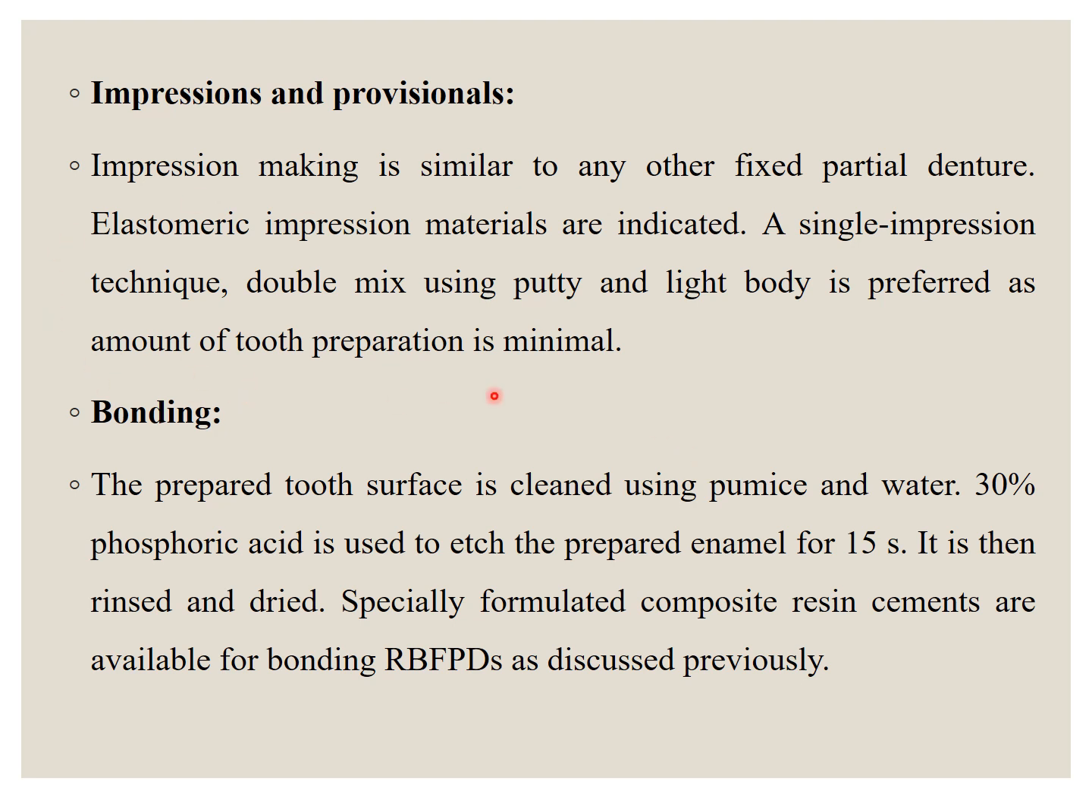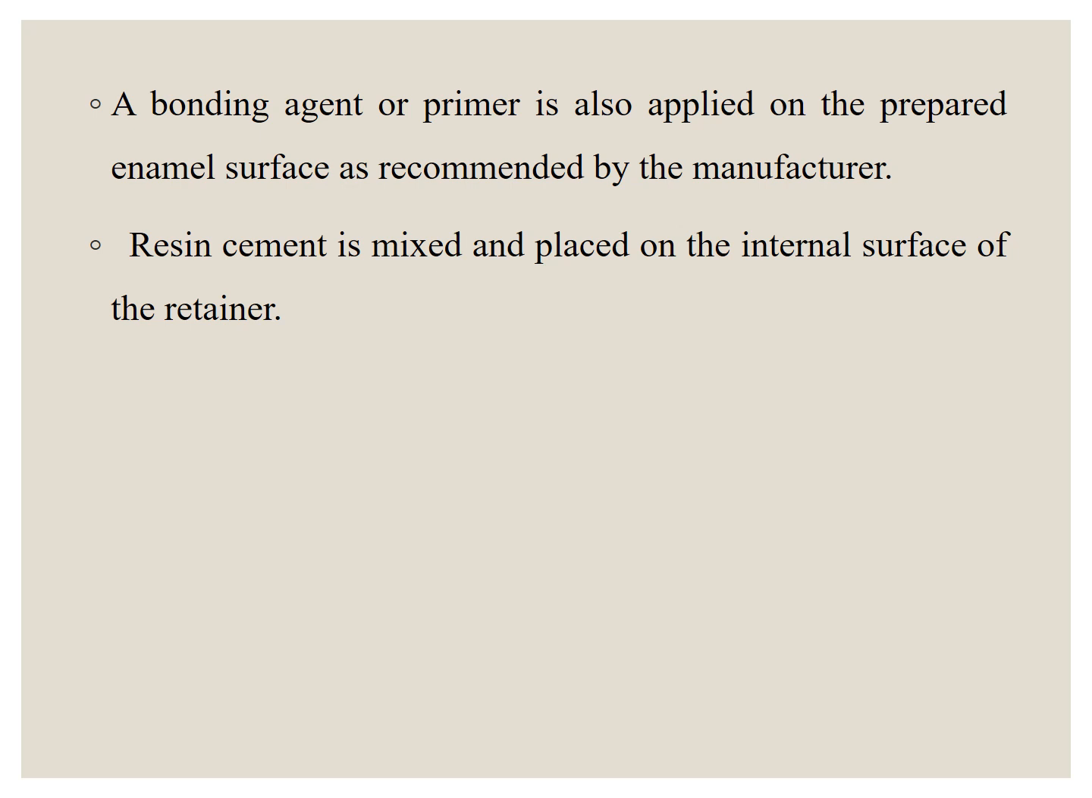Coming to the bonding, what happens is the surface is cleaned with pumice and water. 30% phosphoric acid is used to etch the prepared enamel for 15 seconds. Okay, 15 seconds. Then it is rinsed and dried. Then there are a few specially formulated composite resin cements which are available for bonding of resin bonded fixed prostheses, which were also discussed, it can be used, right? So we discussed it in the chemical type of bridges. Okay, so the bonding agent or primer is also used on the prepared enamel surface as recommended by the manufacturer. Resin cement is mixed and placed on the internal surface of the retainer.